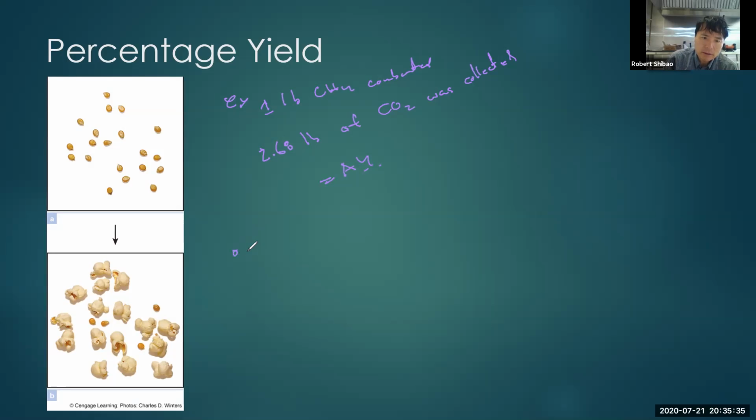And so we're going to calculate the percent yield here. The percent yield is going to be the actual yield, 2.68 pounds of CO2, over the theoretical yield. No, I erased it. I think the theoretical yield was 2.744 pounds of CO2. This is the stoichiometric amount.